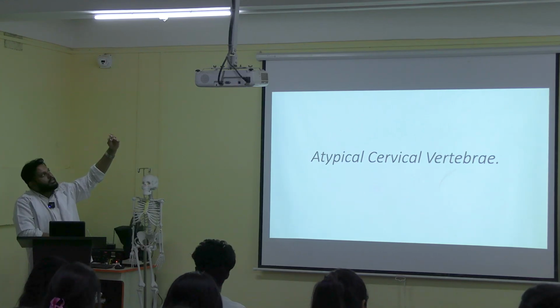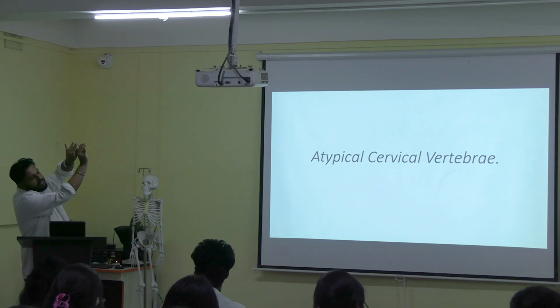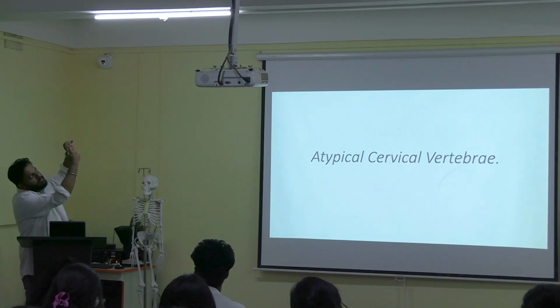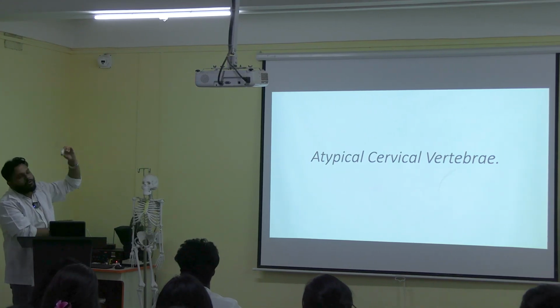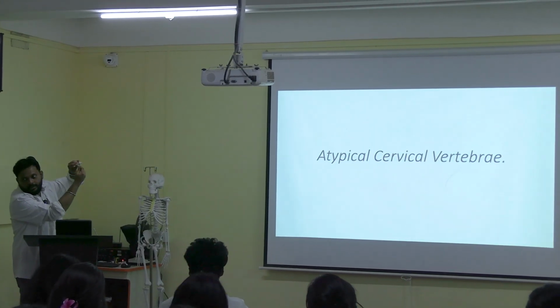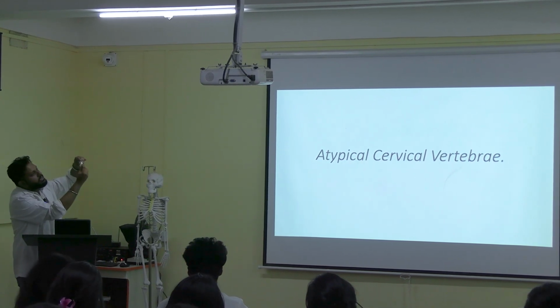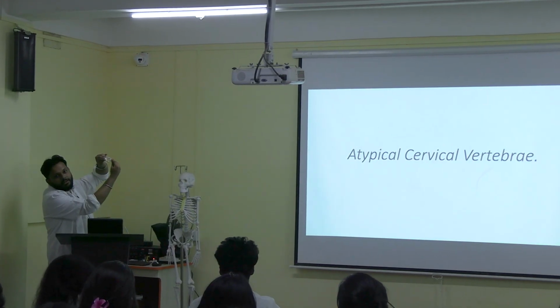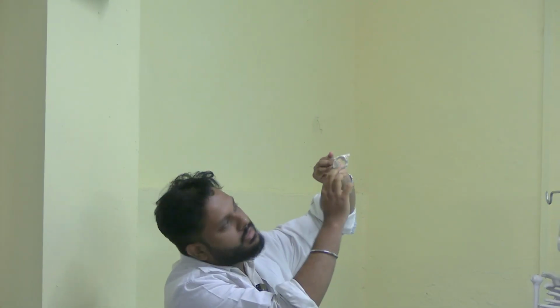There are 2 lateral masses, 1, 2. They are fused together in the anterior. This is known as anterior tubercle. And posteriorly this is known as posterior tubercle. Anterior tubercle, posterior tubercle. And what are these things? Transverse process. And these are foramen. Just look at this picture.